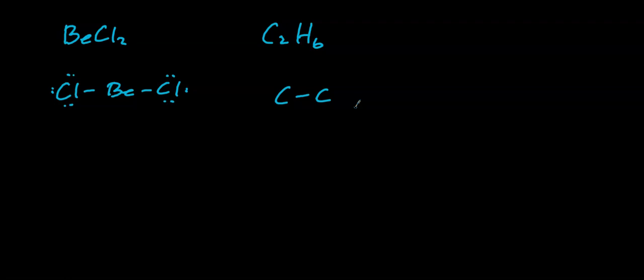So right now, each carbon has 2 electrons and needs 6 more. And it just so happens that we have 6 hydrogens that we can distribute, 3 to each carbon. So there's a Lewis structure for C2H6. All right, let's try another regular one.